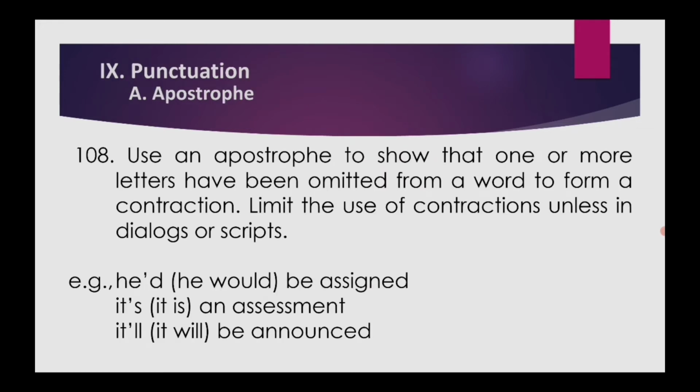Punctuation. Under the punctuation, we have the apostrophe. Use an apostrophe to show that one or more letters have been omitted from a word to form a contraction. Limit the use of contractions unless in dialogues or scripts. For example, he'd, referring to he would be assigned. It's, or it is an assessment. It'll, or it will be announced.